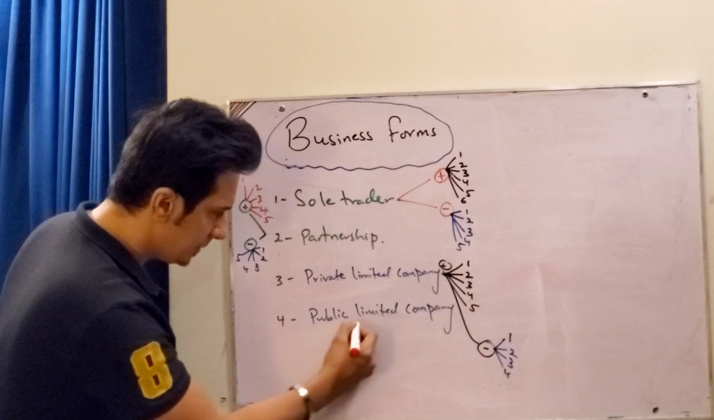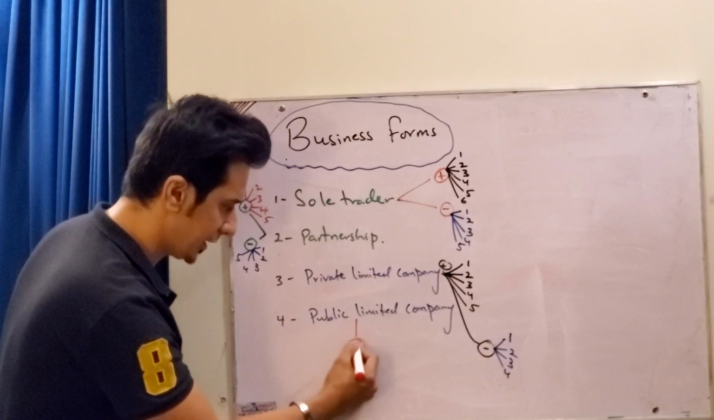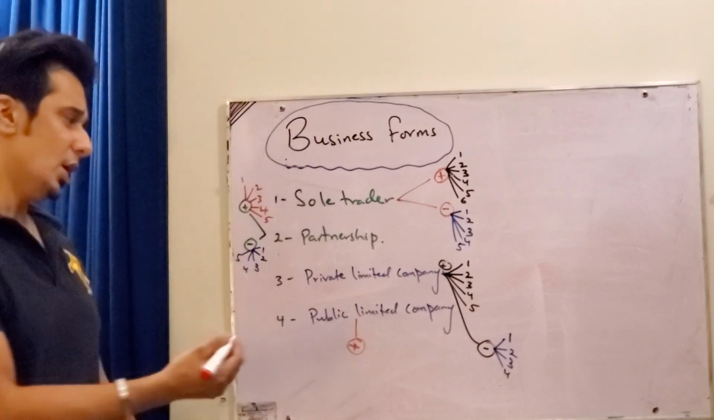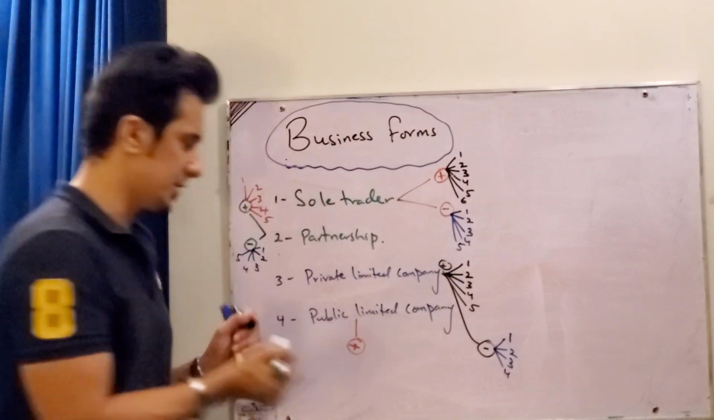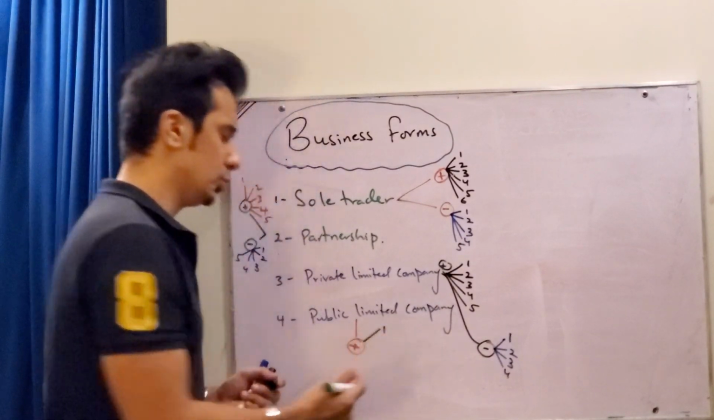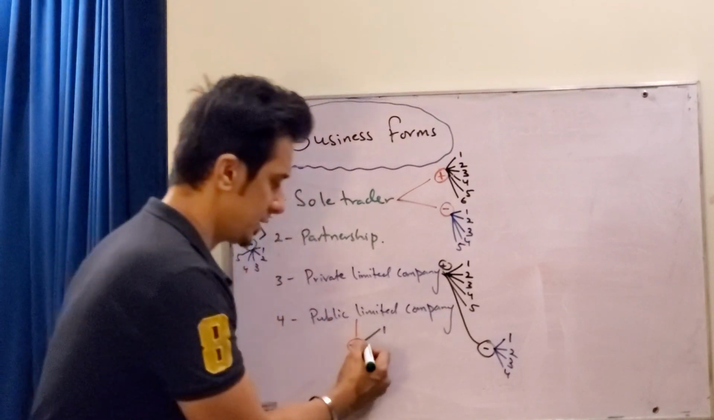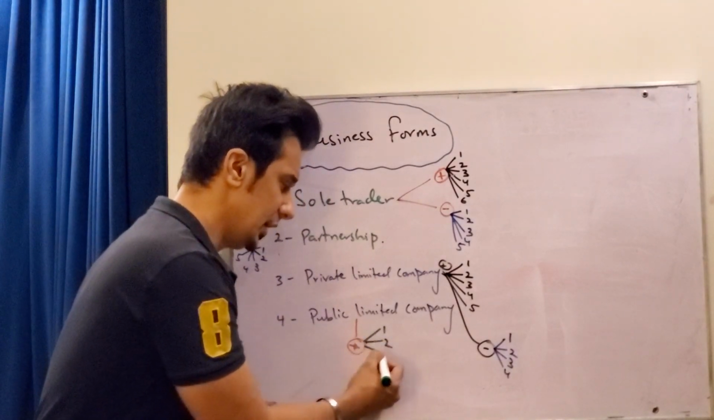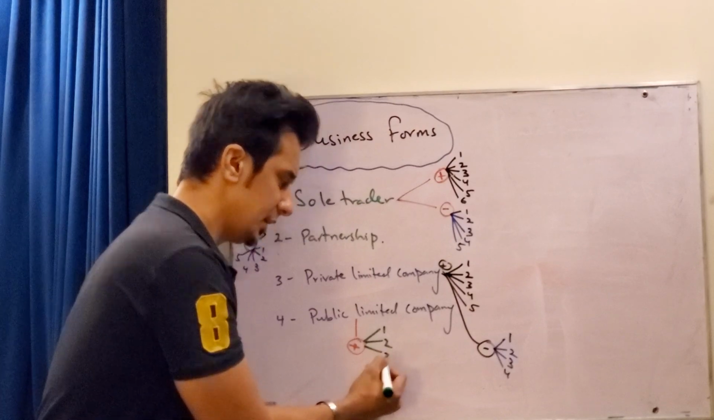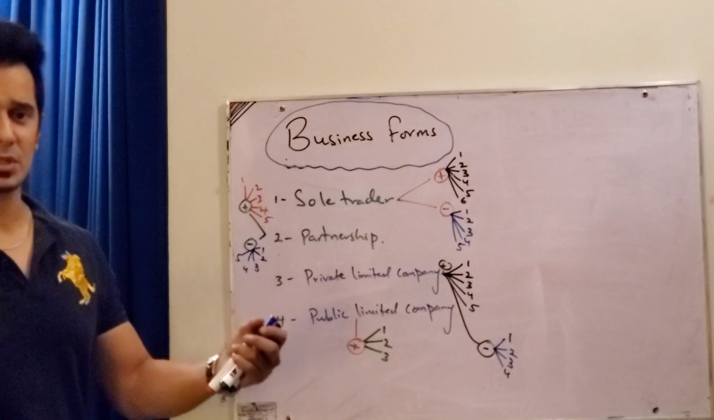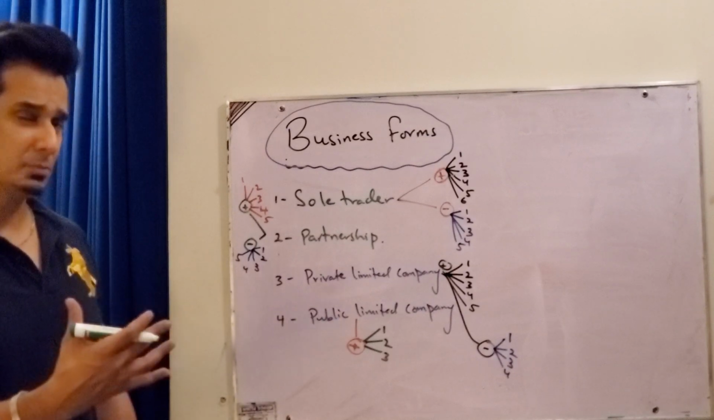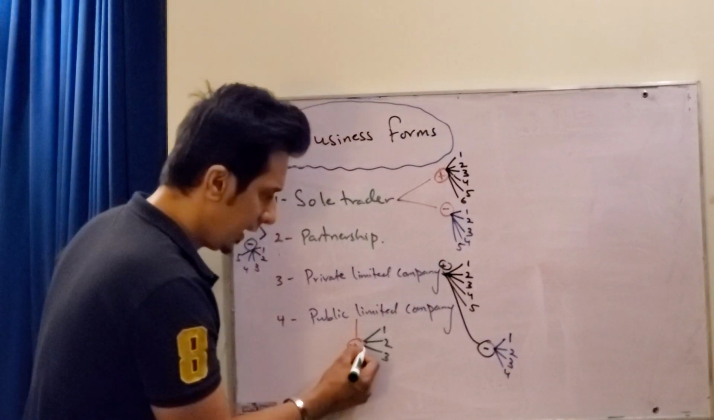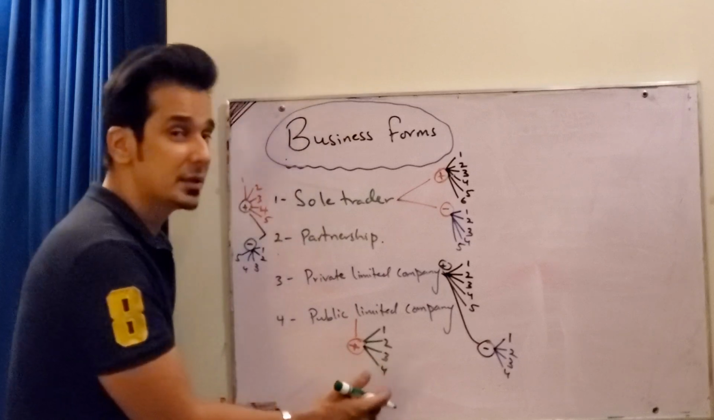So, what can be the advantages of running a public limited company? The first advantage is that there is more pool of finance. Business can operate on a larger scale. The third advantage is that shares can easily be sold without permission of other shareholders. There's easy mobility of shares, and there is limited liability.